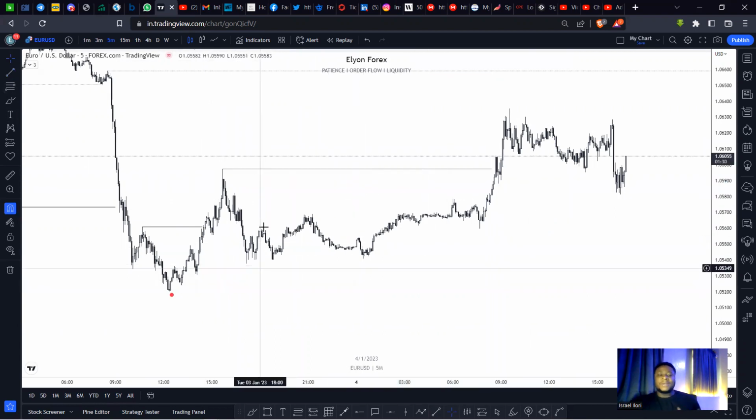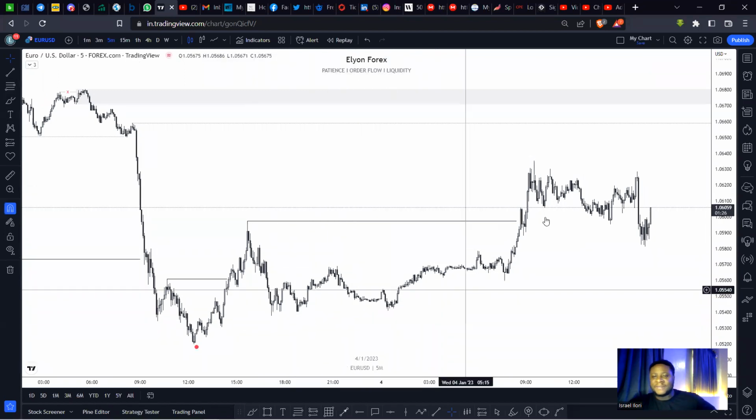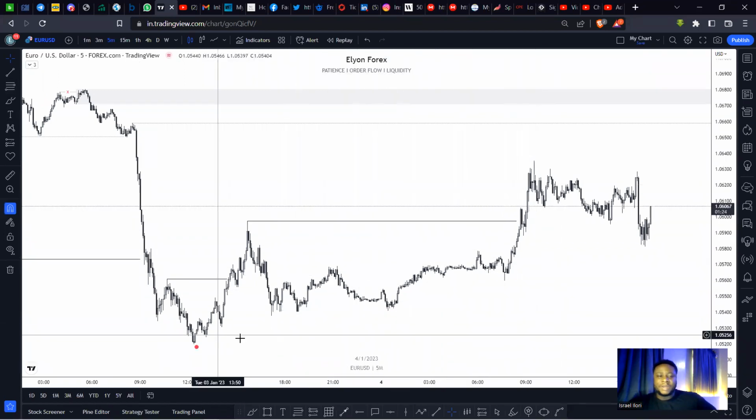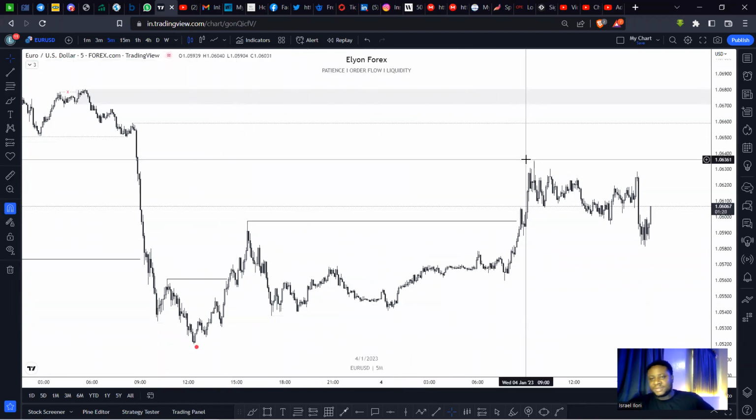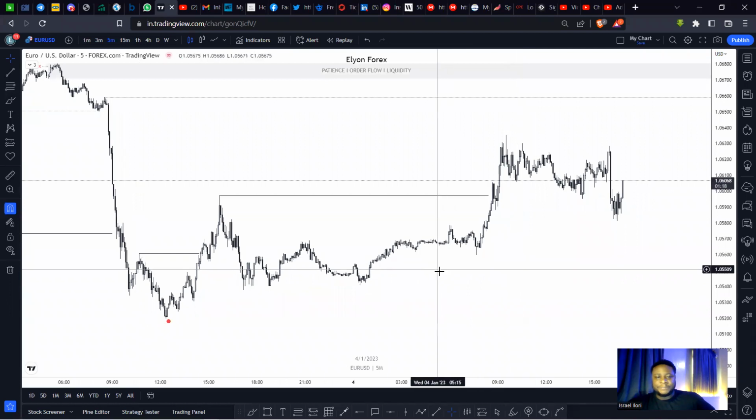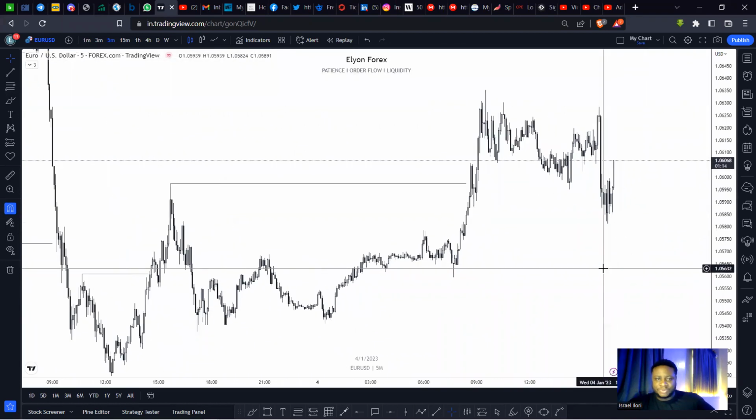So from what we can see from this retracement on the 5 minutes, we can easily say that the 5 minutes is bullish. The 15 minutes is bearish. The 5 minutes is bullish. So seeing that the 5 minutes is bullish, let's look at what price has done recently.